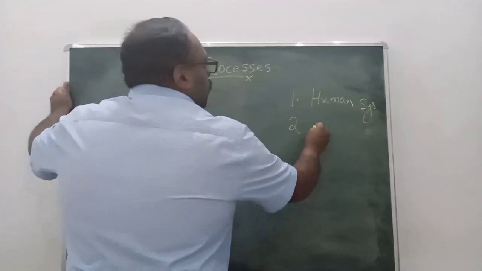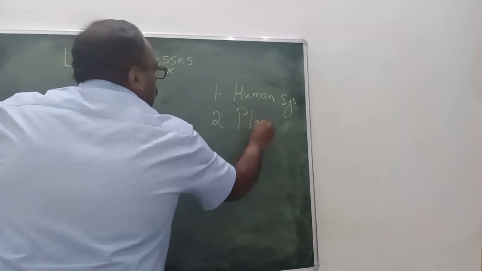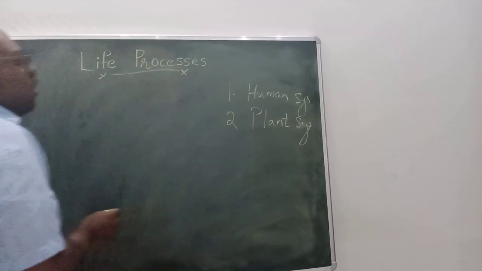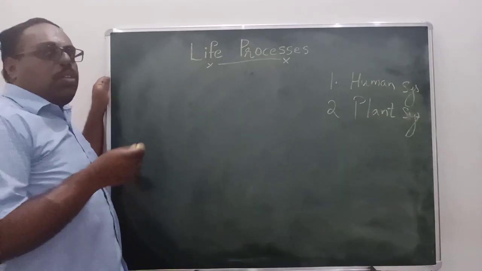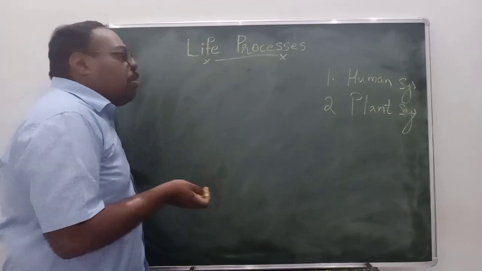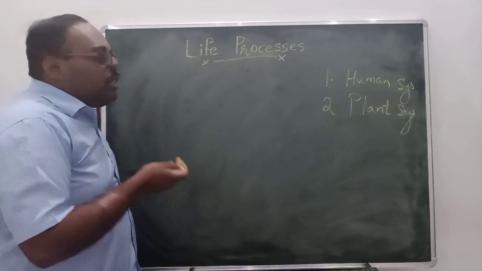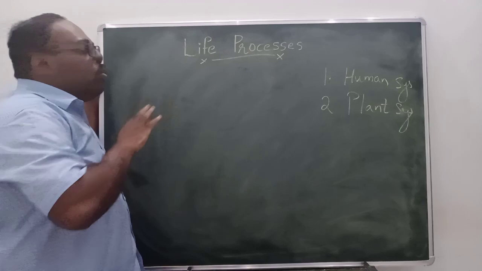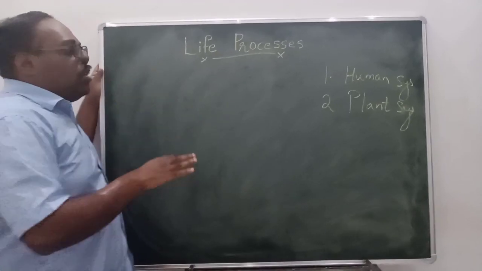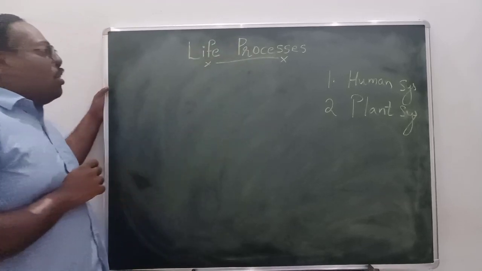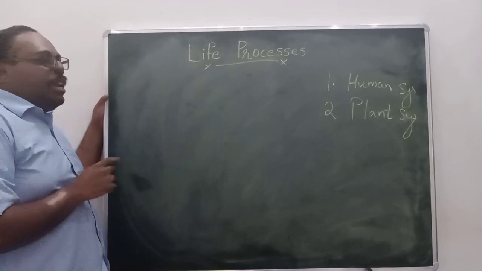Number two, the plant system. That means how plants produce food, why plants do that and what its importance is, and what cycles take place inside the plant. So all these systems together we have to study inside this chapter. So one by one we will begin.